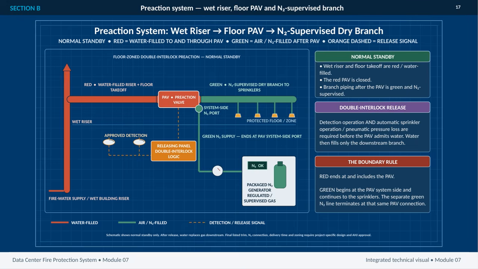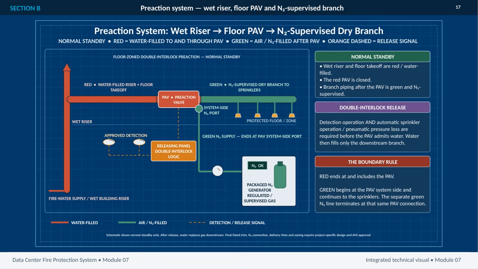Red represents water-filled piping up to and through the valve, while green begins on the PAV system side and continues to the sprinklers. The separate green nitrogen supply also terminates at that same system side connection. For release, both conditions are required. Approved detection must operate, and the sprinkler system must operate or lose pneumatic pressure. Only then does the releasing panel actuate the PAV, allowing water to enter the downstream branch.